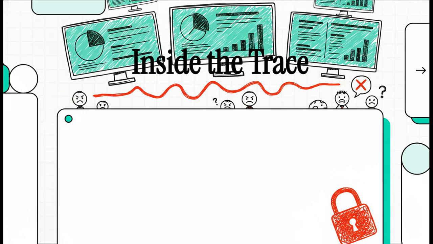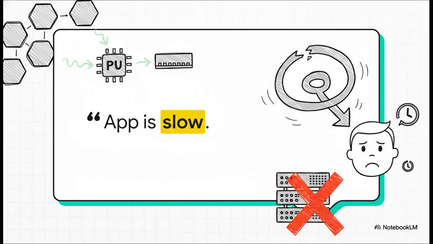All right, let's jump right in. If you're a developer or work in DevOps, you have absolutely been here before. You're looking at your dashboard, everything's green, the infrastructure looks totally fine, but you're still getting that one dreaded message from your users. Yep, that's the one. The app is slow.